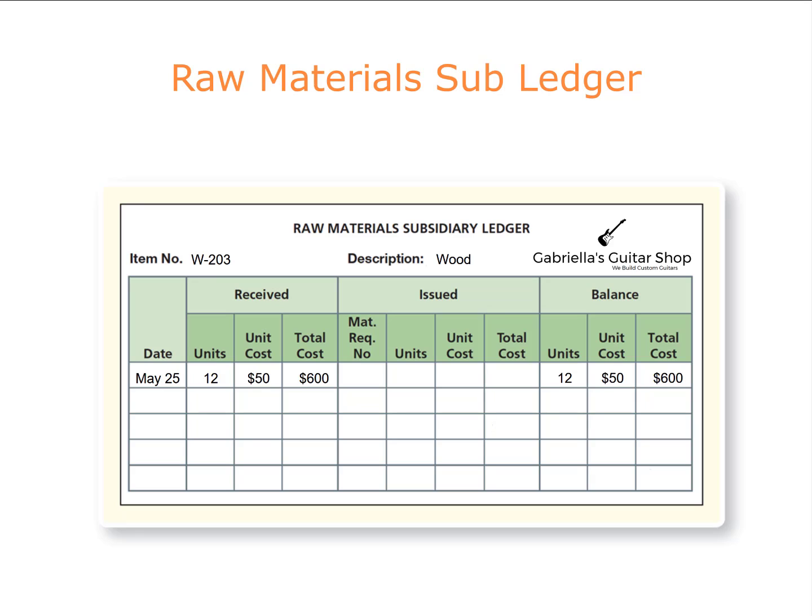So here's an example of a record in the raw materials subsidiary ledger. This one is for the raw material wood for Gabriella's guitar shop. Each record will have an item number attached to the actual raw material. This first section shows any time we received the materials. The third section shows the current balance. And the middle section, called Issued, shows when wood has been taken out of the storeroom and added to a job that is in the process of being worked on.